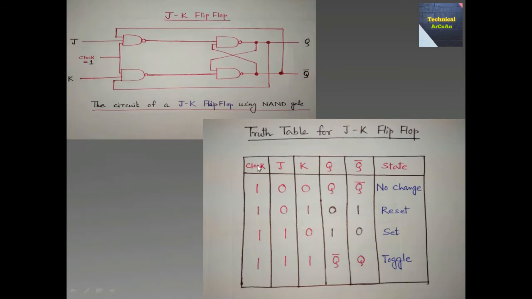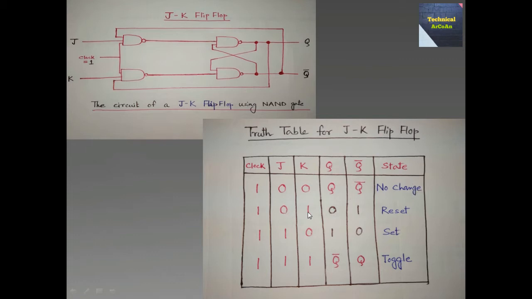The clock pulse should be 1, meaning when it is 1 the inputs are active. So the combinations for JK are 00, 01, 10 and 11. When it is 00, the next state should be Q, meaning whatever the present state, the next state is the same. If the present state is 0, the next state is also 0. If the present state is 1, the next state is also 1. So this is a no change state.